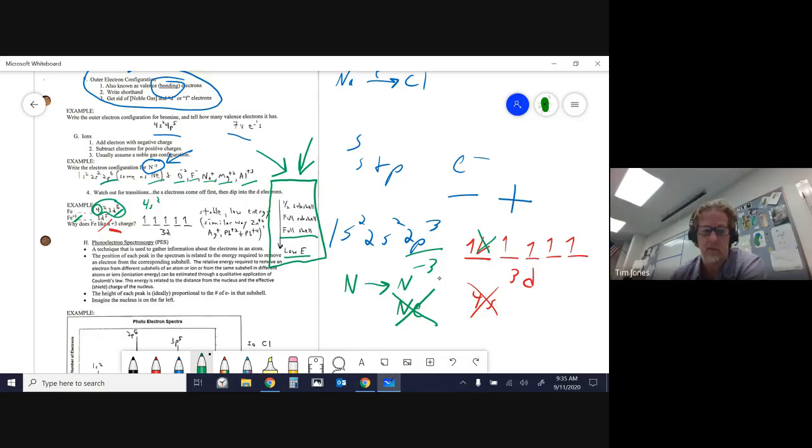Next best, if you can't get a full shell, would be a full subshell. Next best, if you can't get a full subshell, a half-filled subshell. And that's what we have right here, a half-full subshell. It's not the best possibility, but it's the best that iron can do under these circumstances.